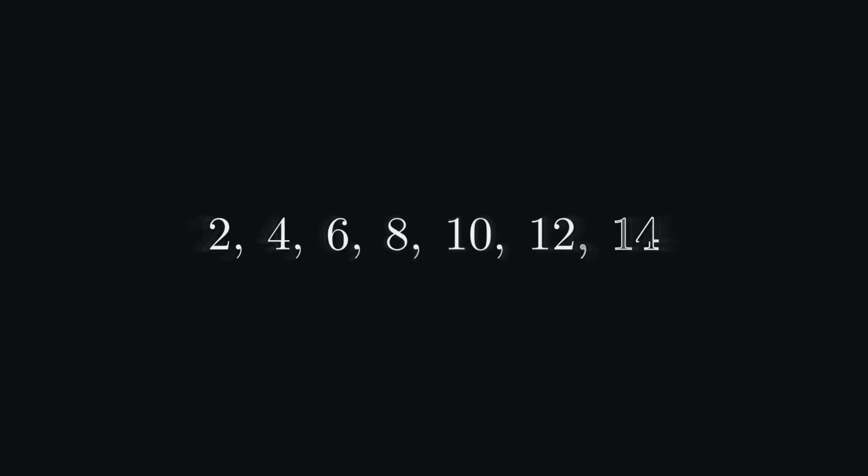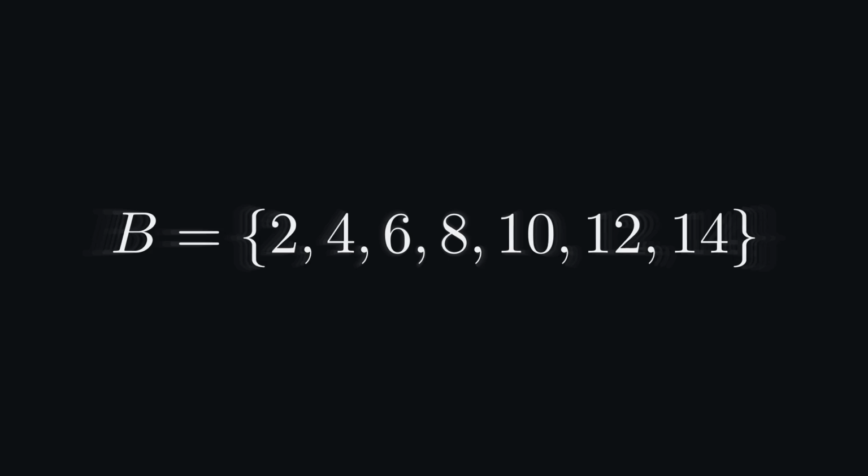Next, let's find the even numbers in set B. The even numbers less than 15 are 2, 4, 6, 8, 10, 12, and 14. Now, let's write down set B. Set B consists of the even numbers 2, 4, 6, 8, 10, 12, and 14.